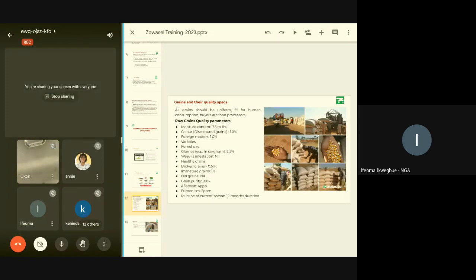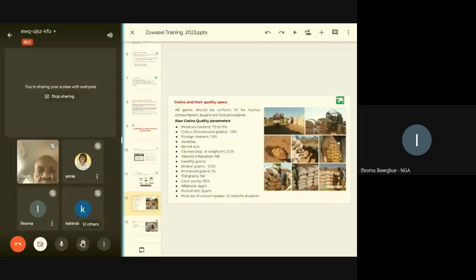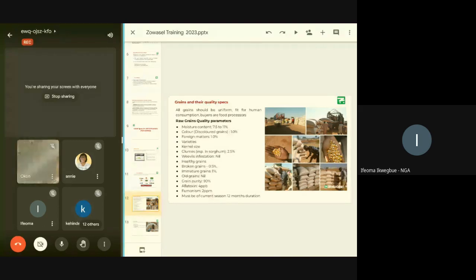So let's ensure that as we supply, there's minimal weevil infestation on the grains, and if possible there's no weevil infestation. Healthy grains are something they look out for, and by the time we supply healthy grains, we experience no rejection at all. So broken grain, there's a particular percentage of broken grain that's acceptable. Immature grains are not acceptable. Even if the acceptable percentage is maybe 1%, old grains are not acceptable.